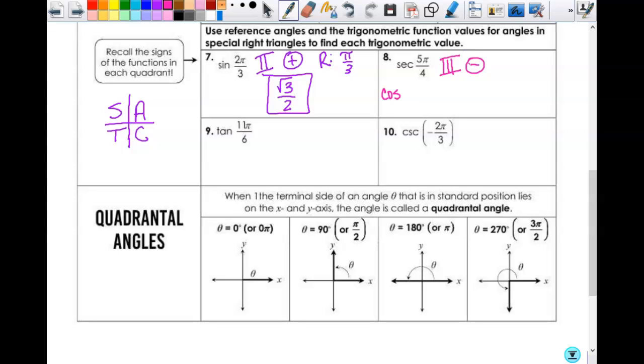I know. What's our reference angle? Is Lisbeth distracting you, Fernando? Is that the problem? Oh. Reference is pi fourths.